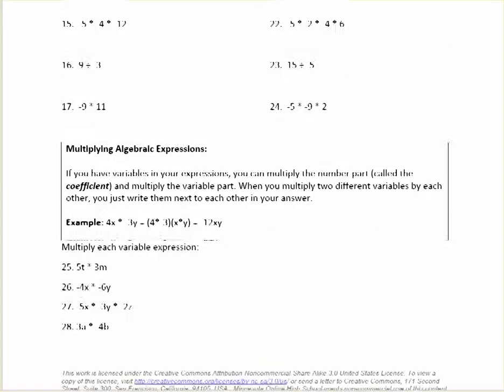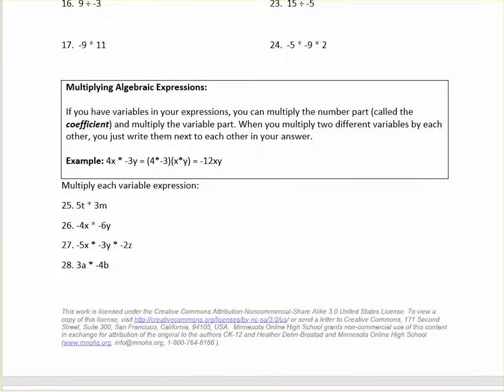Alright, next up we are going to multiply algebraic expressions. To multiply algebraic expressions, what you do is you multiply the numbers in front of the variables. Those are called coefficients. And then you multiply the variables together. When you multiply two different variables by each other, you just write them down next to each other. X times y equals xy. That's all you do. And we're not going to do any where you multiply two of the same variable together because that gets into exponents and we're not going to do that yet.